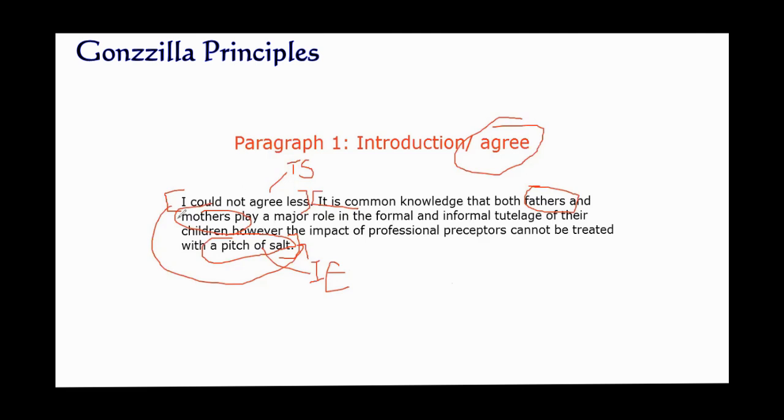If you look at it carefully, my first sentence here, I could not agree less, was a simple sentence, but my second sentence came in very complex. So I try to advise students, don't write a particular type of sentence all through. If you start off with a simple, make sure you don't end with a simple. If you start with a complex, make sure you don't end with a complex. So you create a variety, because the more variety you have, the better.